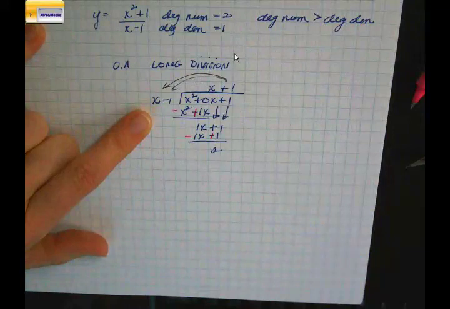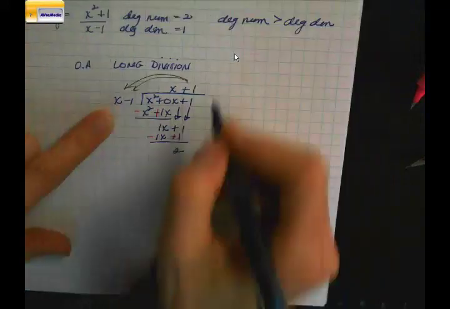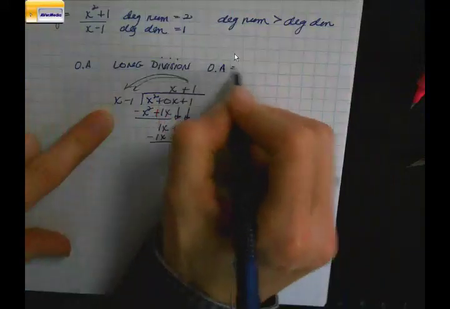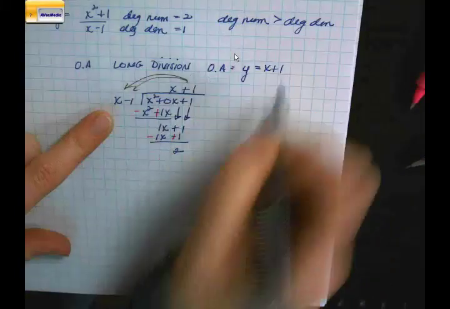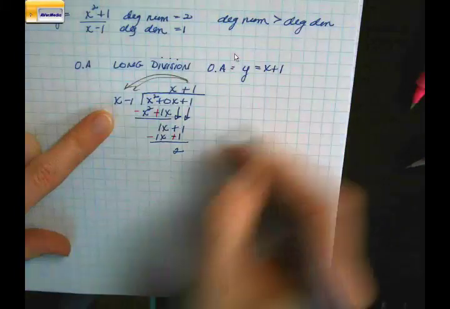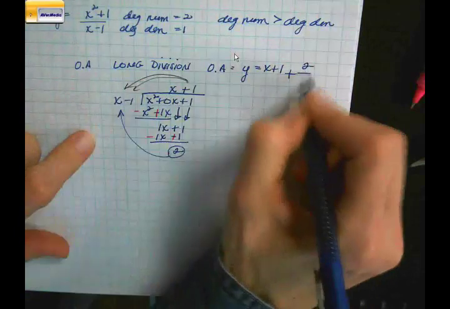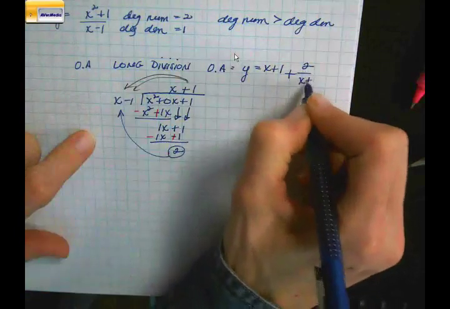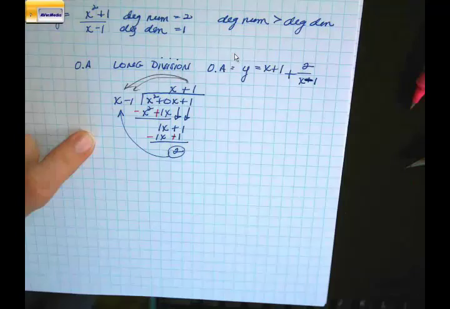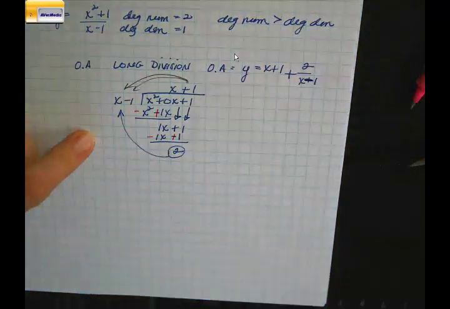So, once you've done this, you have an oblique asymptote. Your oblique asymptote's equation is y equaling x plus 1 plus the remainder over the divisor, which is 2 over x minus 1. 2 over x minus 1. So that is the equation of your oblique asymptote.